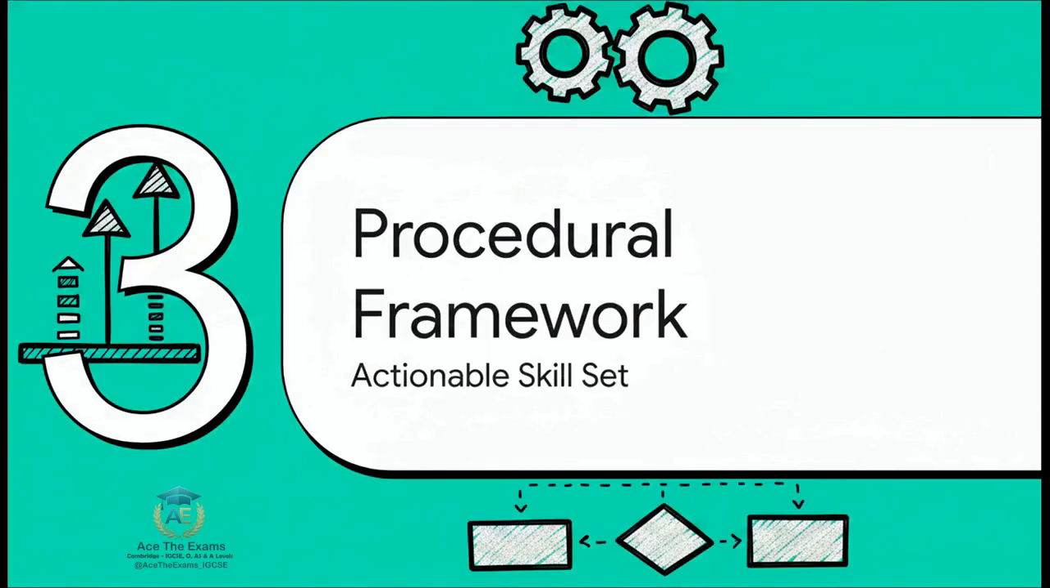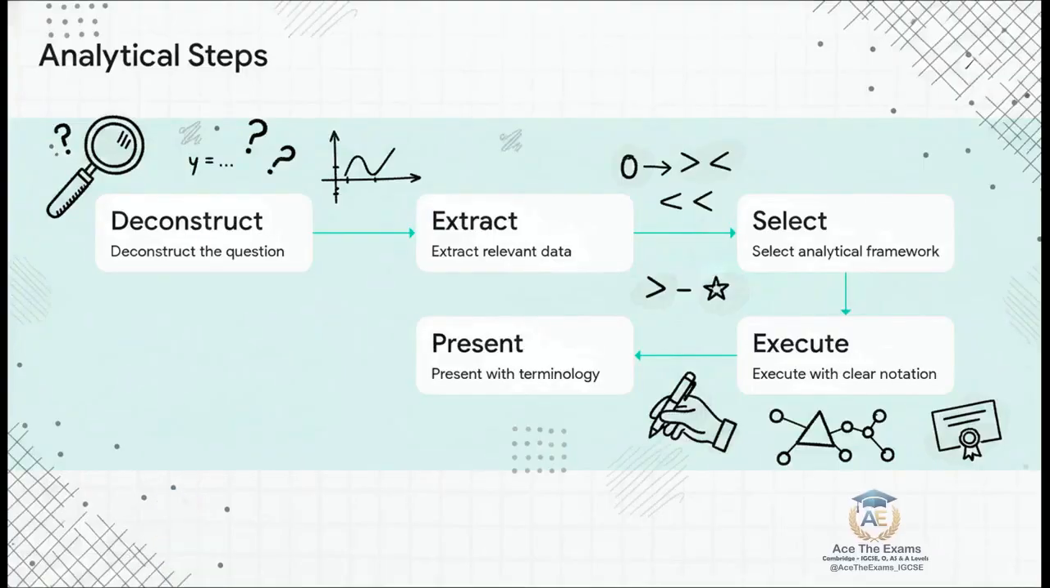Actionable skill set. Here is the exact procedural blueprint, your legal strategy for tackling these 15-mark Cambridge questions. Step 1. Deconstruct the charge. Step 2. Extract the relevant data, like your coordinates. Step 3. Select your analytical framework. Are we setting a derivative to 0? Testing inequalities? Step 4. Execute with crystal clear notation. And Step 5. Present your final case with correct terminology. It's a highly systematic flow.